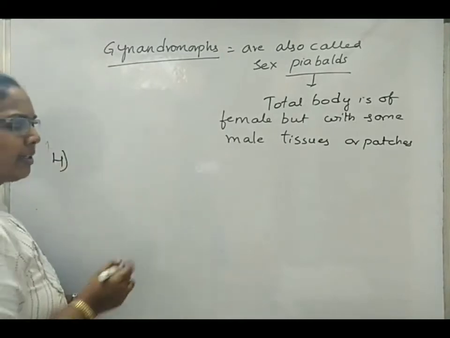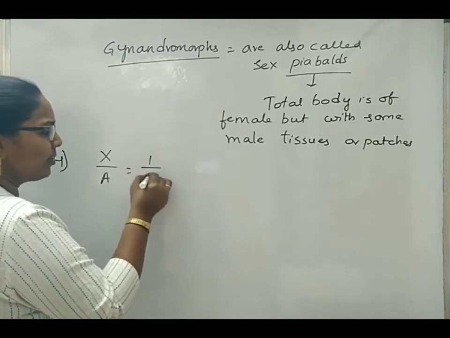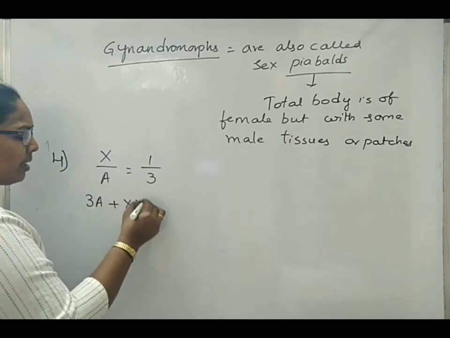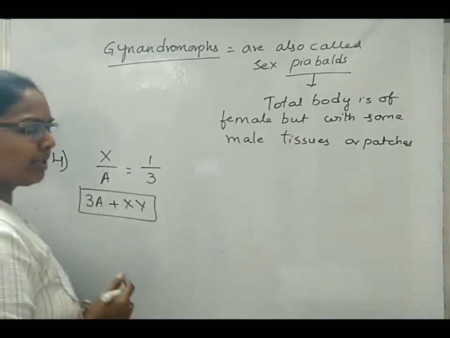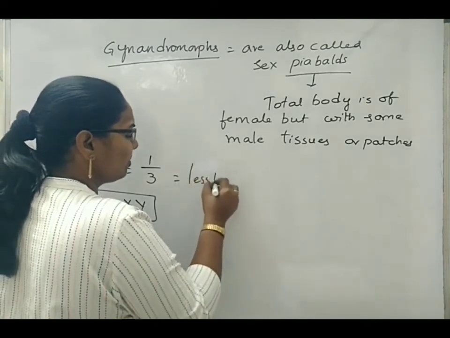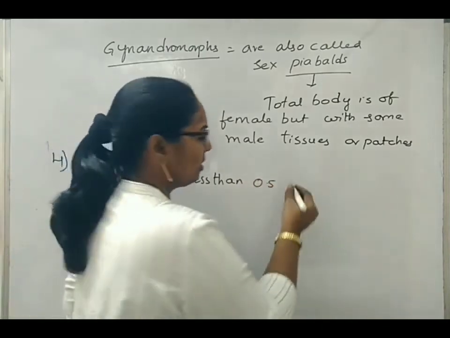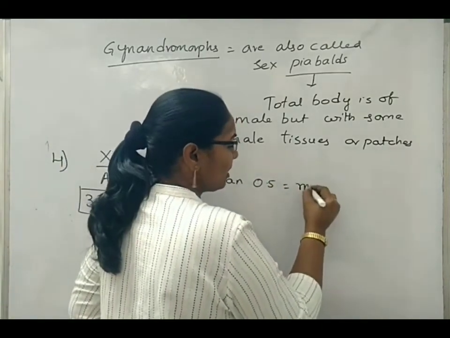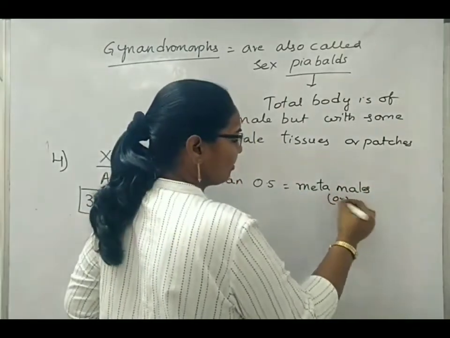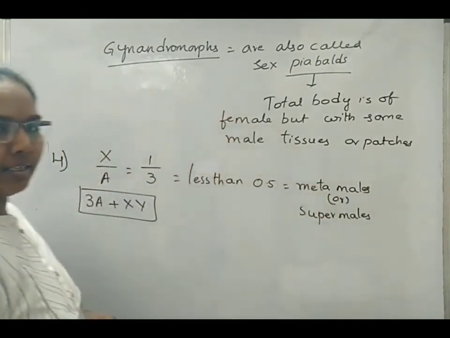Another type of ratio we will see under X chromosome to autosomes is 1/3. It means that 3 autosomes are there and one complete XY type of chromosomal distribution is there. So the answer will be less than 0.5. Such type of Drosophila are considered as meta-males or super males. Means they are considered as fertile.